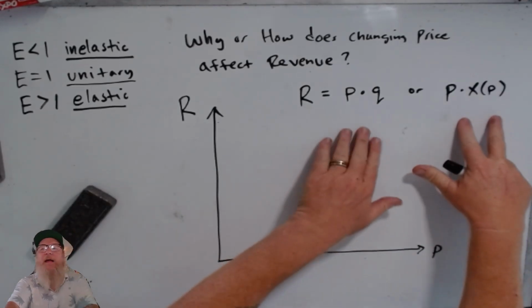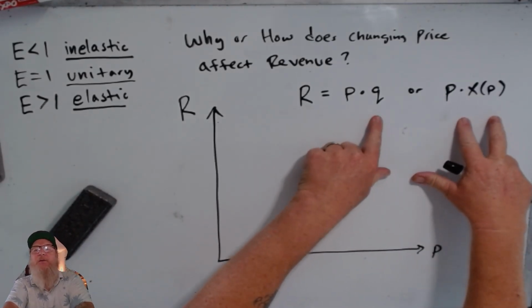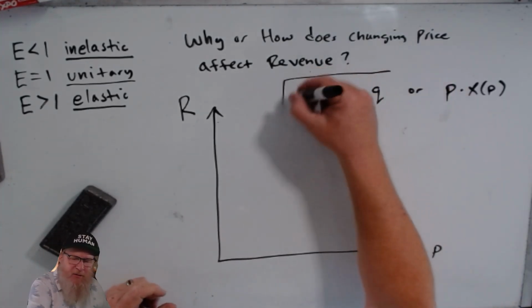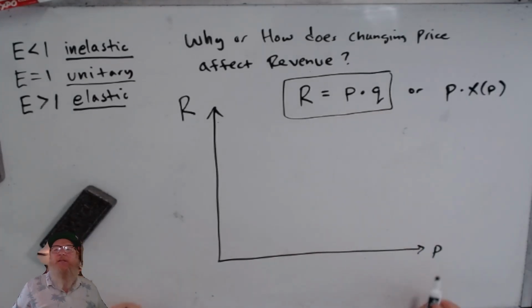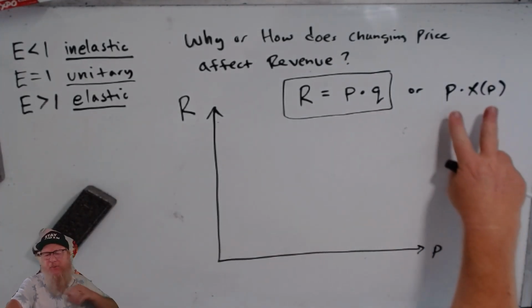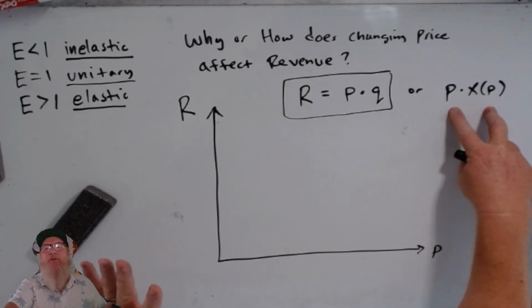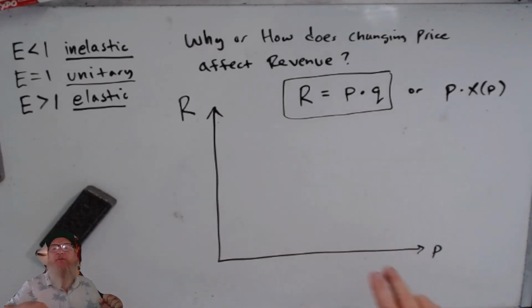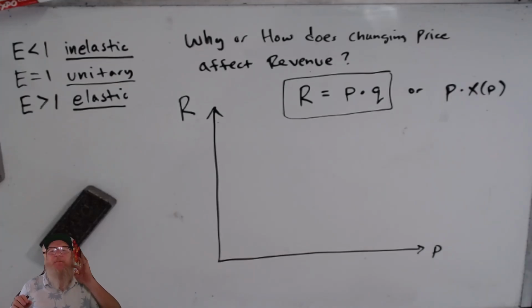I've written it both ways, right? Price times Q or price times x of p. These mean the same thing. I like this one today. This is the one I'm going to be using today. This one also works, and you'll see some examples where I use that. The equation looks a little more complicated when you use the function notation. This notation is super simple, right? Super simple. All right. So how does that work?